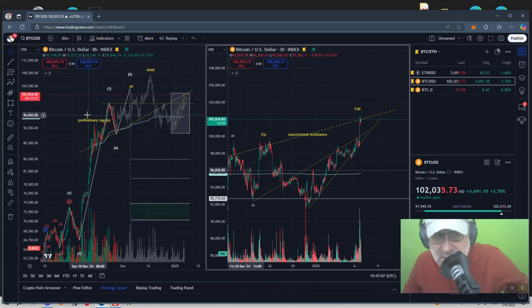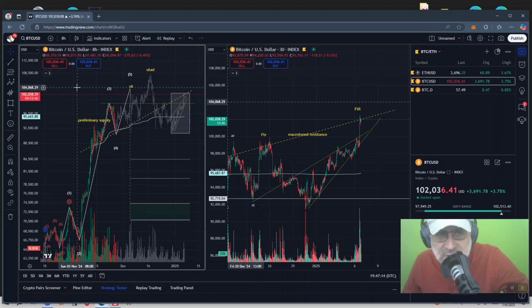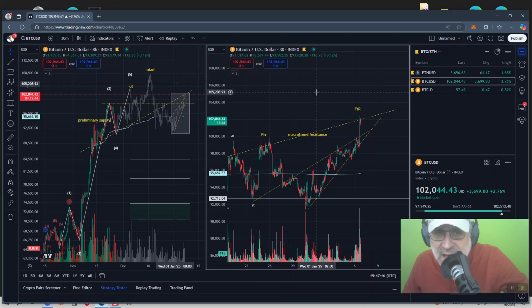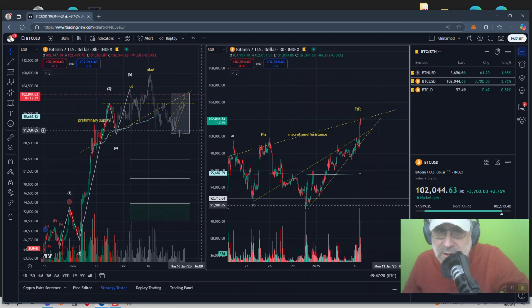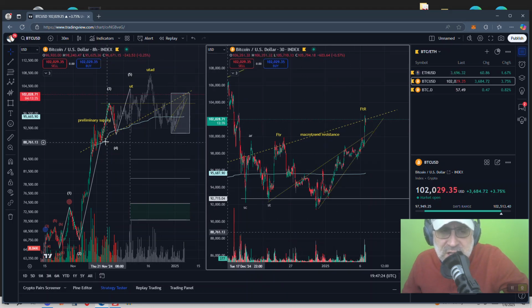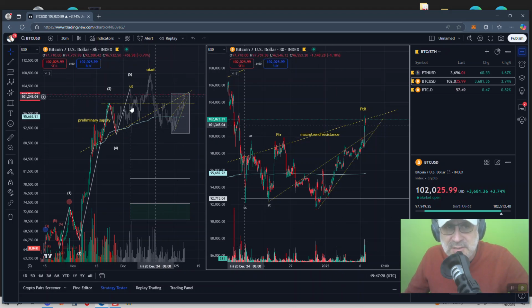Now on the left-hand side we have Bitcoin price action on an 8 hour, and then over here I have this area in the rectangle blown up on the 30-minute micro. This is where we currently are, in this wedge-like structure underneath the macro trend resistance line. This dotted yellow line is macro trend resistance.